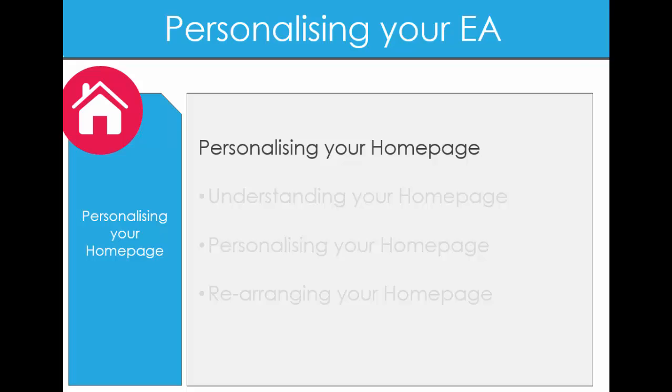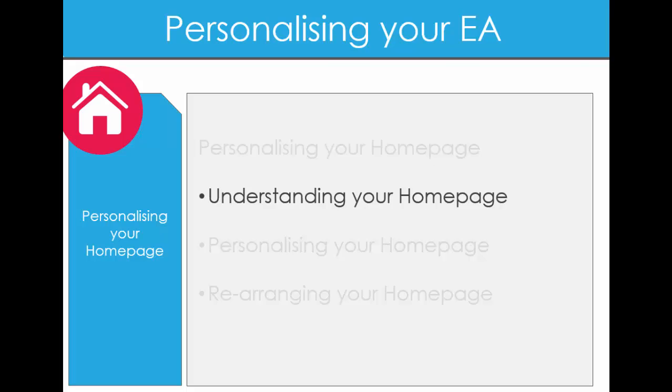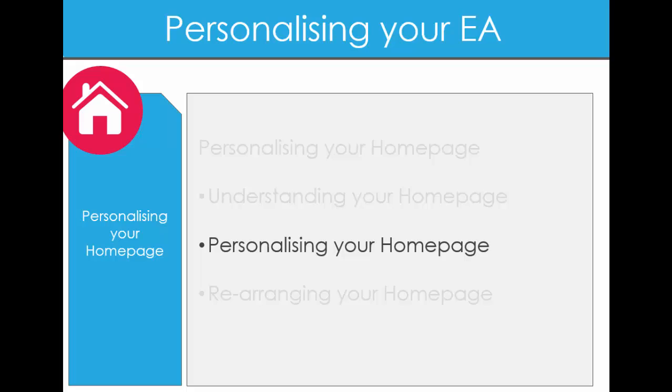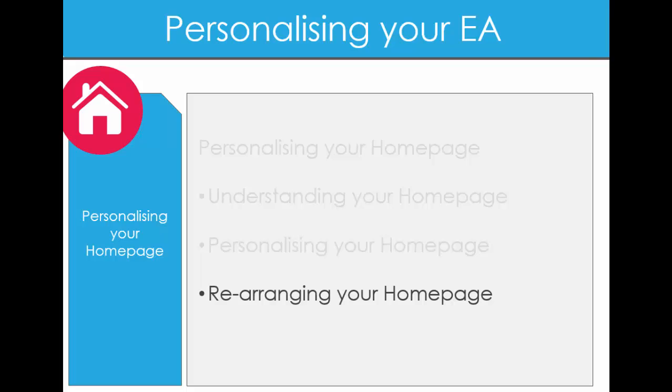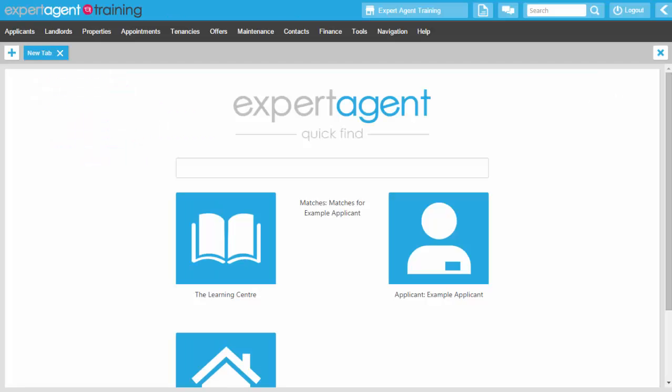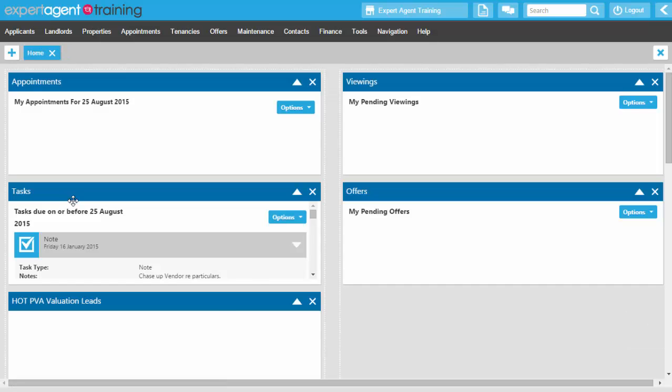So moving on to the next section of personalizing your homepage, we're going to think about understanding your homepage, personalizing it, and then rearranging your homepage. So hopping into Expert Agent, the homepage should be one of the first pages that you check when you log into the system. You access your homepage by clicking on the Expert Agent logo in the top left-hand corner.